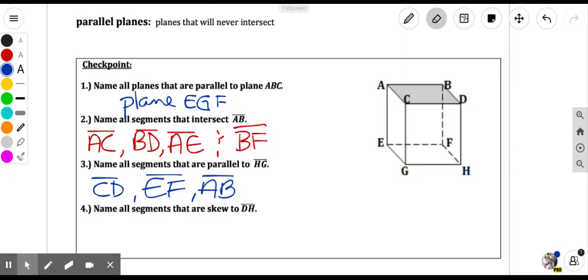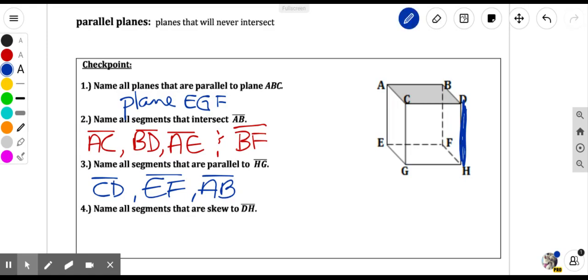Okay. And then number 4, name all segments that are skew to segment DH. So DH is here. So here's what skew looks like. We'll never intersect, but not on the same plane. So just real quick, BF, CG, and AE, those will never touch DH, but those are all parallel. So those are not skew.